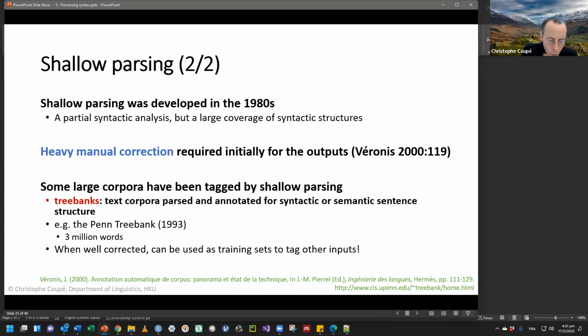Anyway, what some people did is that they took very large sets of sentences, of text, large corpora.